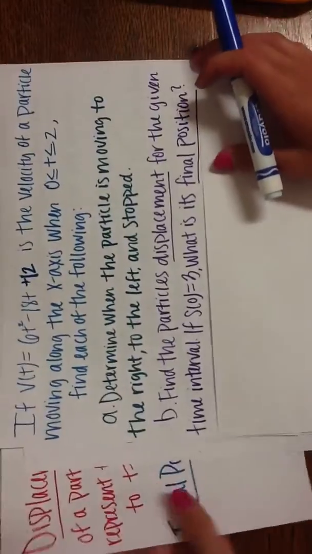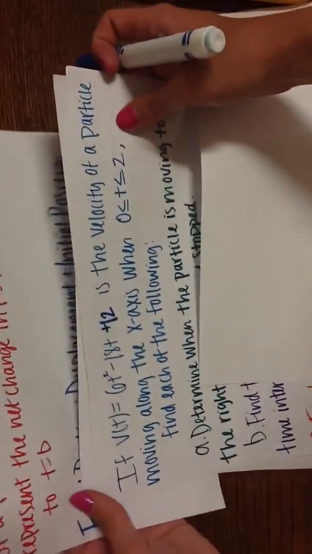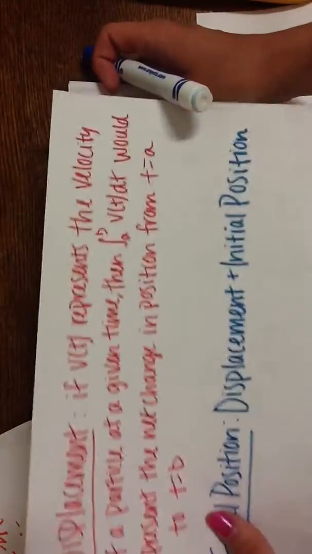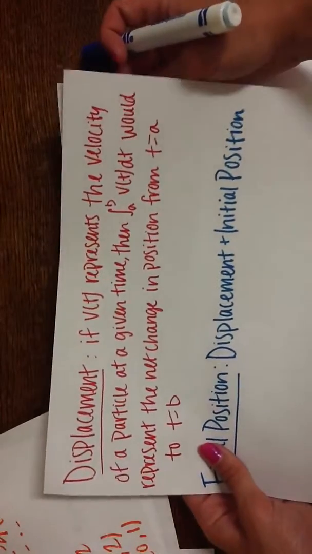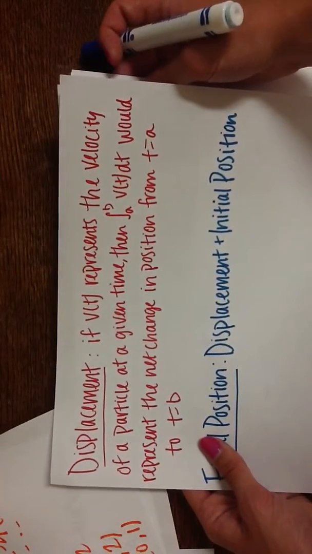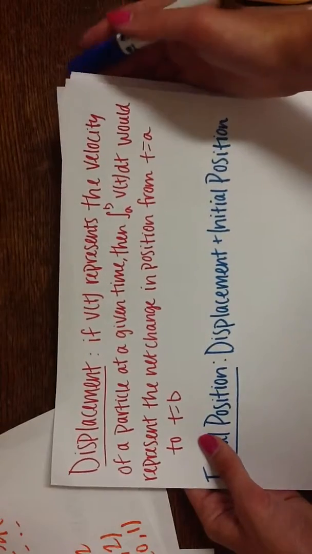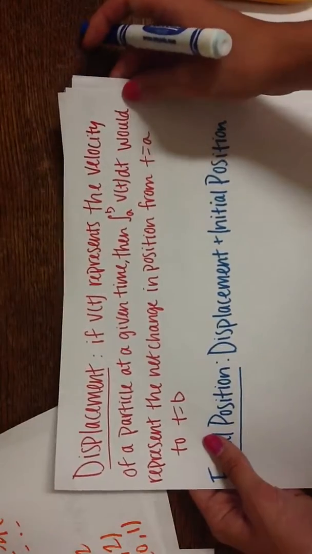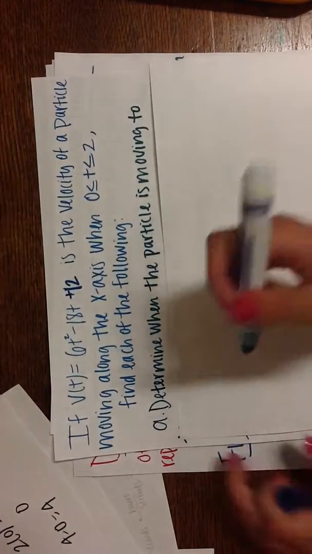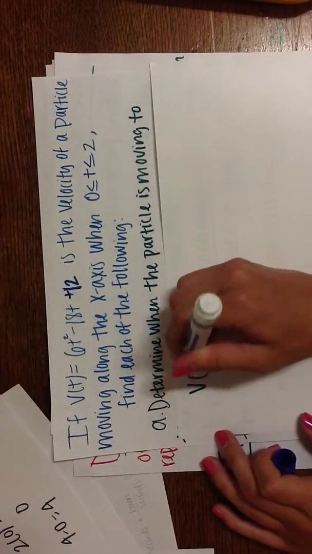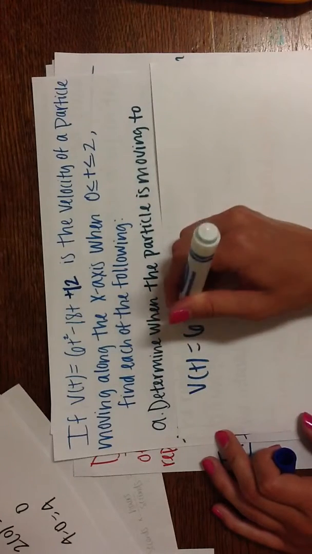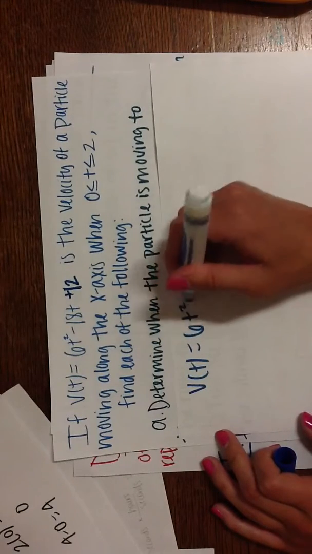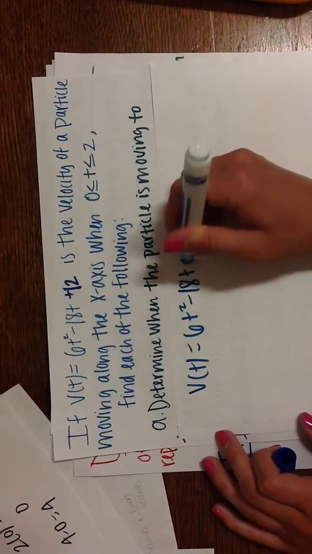So let's go back to what displacement means. If v of t represents the velocity of a particle at a given time, then the integral from a to b, v of t dt, would represent the net change in position from t equals a to t equals b. So, as we apply that, first we are going to remember that v of t equals 6t squared minus 18t plus 12.